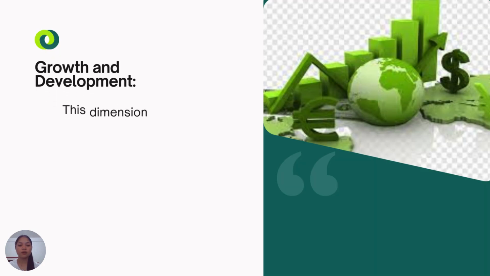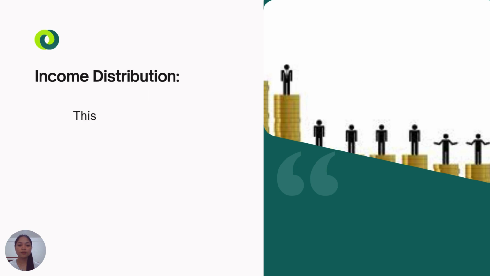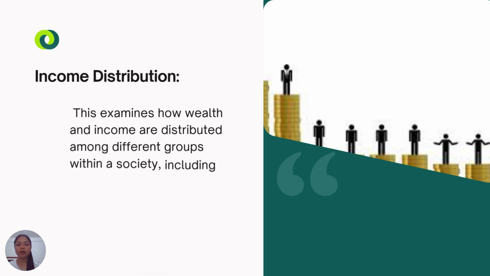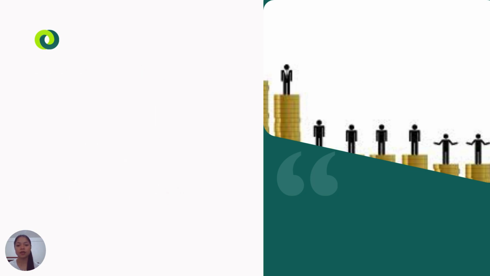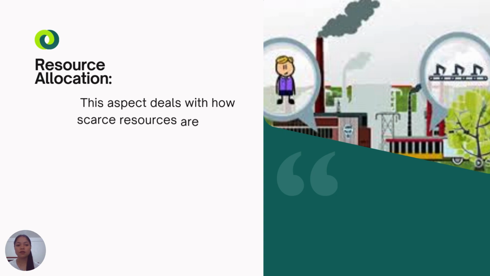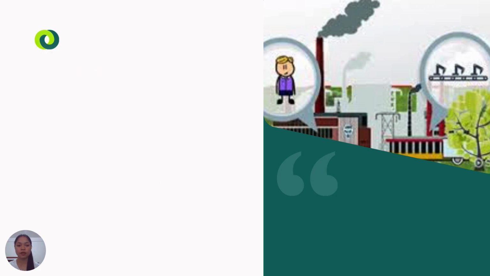First is growth and development. It focuses on how our economy expands through gross domestic product, employment, and etc. Next is income distribution. It is based on the gap between the rich and the poor through their income in the economy. Next is resource allocation. It means how we deal with our situation when it comes to market efficiency, government intervention, and sustainability.